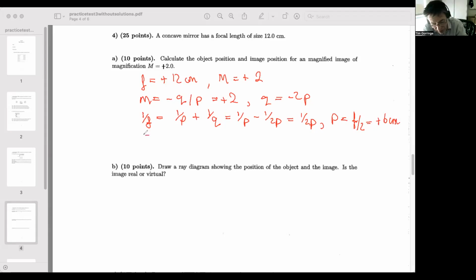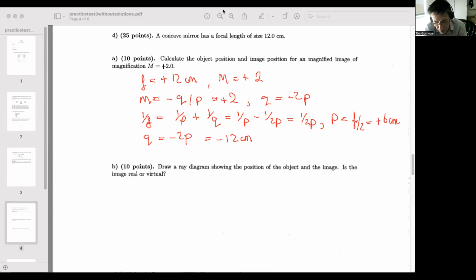Of course, now if we know this relationship between the object and image positions, we can calculate the image position from the object position simply by multiplying by minus 2. And so the position of the image is minus 12 centimeters. So the object is 6 centimeters in front of the mirror. The image is 12 centimeters behind the mirror to accomplish this magnification of 2 with this focal length plus 12 centimeters concave mirror.